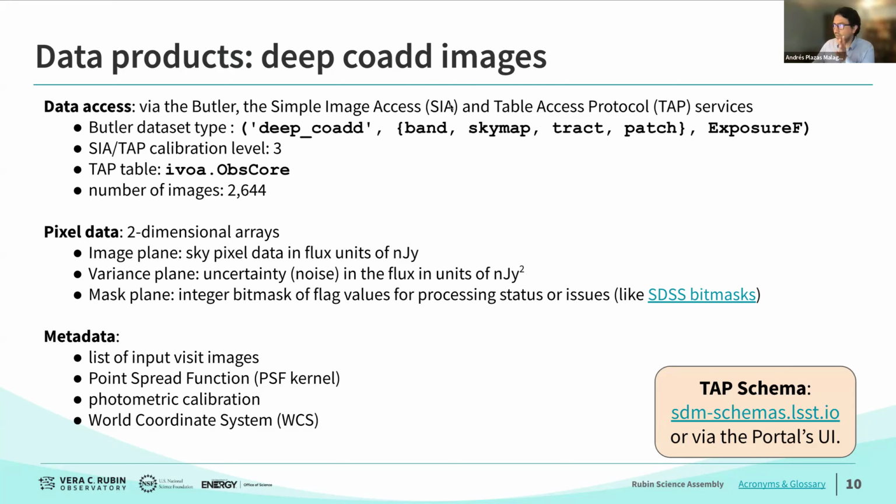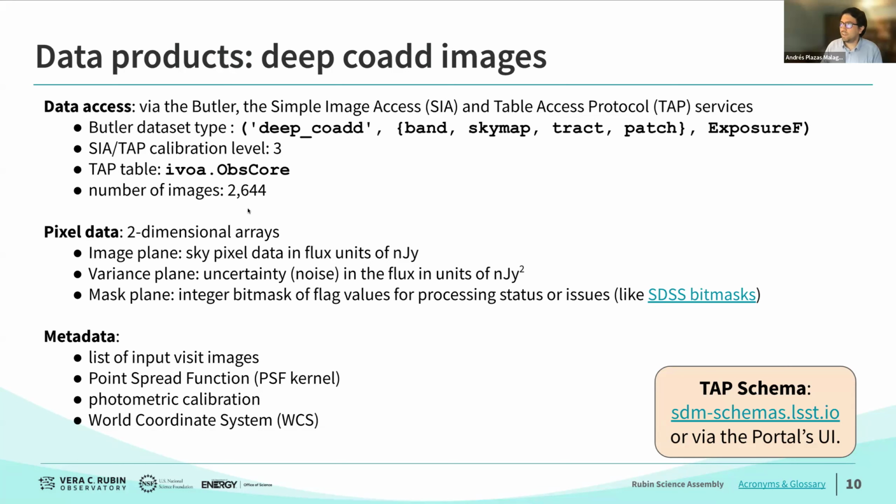In the language of the IVOA, these images are what is called calibration level 3. In very general terms, calibration level 1 are raw images, calibration level 2 are visit images, and calibration level 3 are the rest, such as the coadd images. In this case, we're going to have about 2,644 images, and if we want to use, for example, the portal aspect of the RSP, we're going to retrieve these deep coadd images from the ivoa.obscore table.